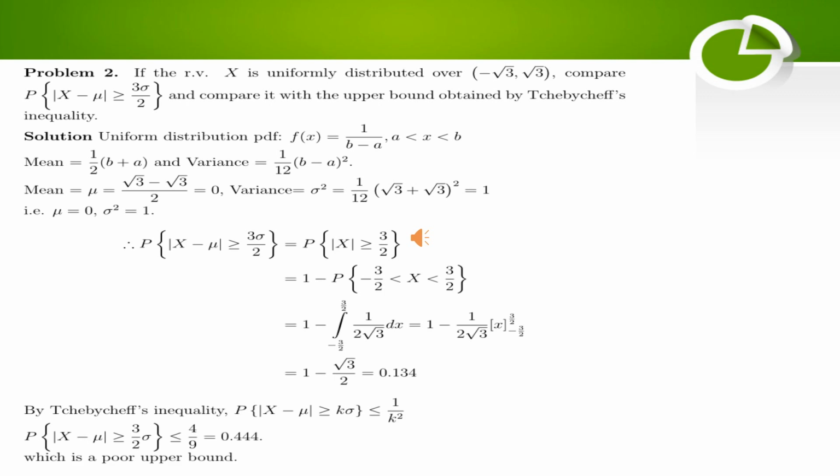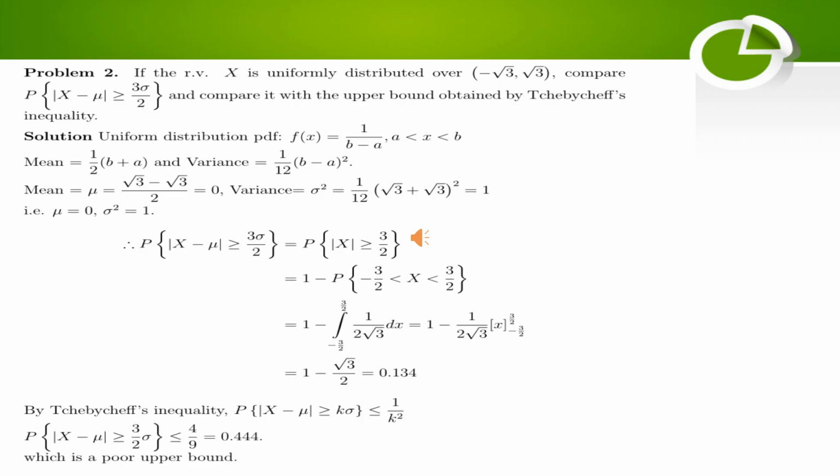Solution. Uniform distribution PDF, f of x equals 1 by b minus a, for a less than x less than b, mean equals b plus a by 2 and variance equals b minus a whole square by 12. Mean equals mu equals root 3 minus root 3 by 2, which is equal to 0. Variance equals sigma square equals root 3 plus root 3 whole square by 12, which is equal to 1. That is mu equals 0, sigma square equals 1.